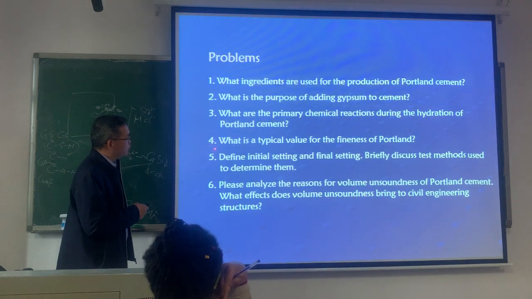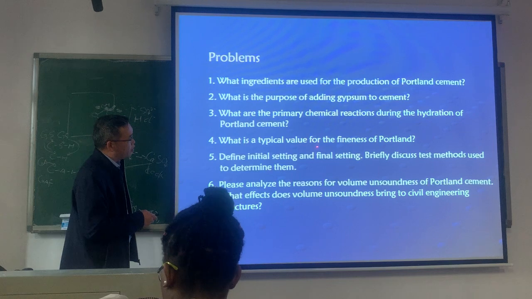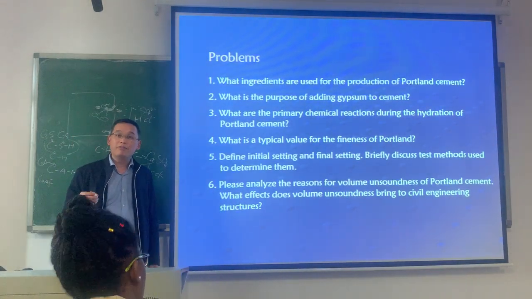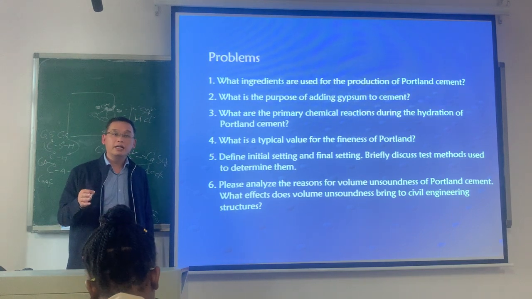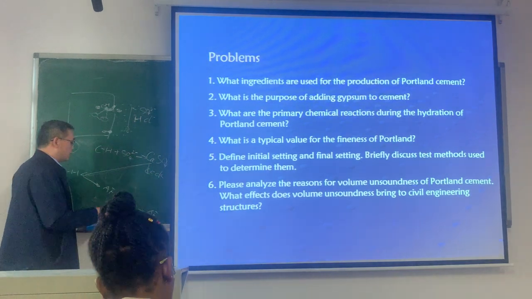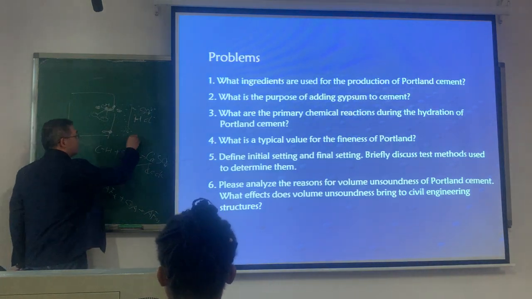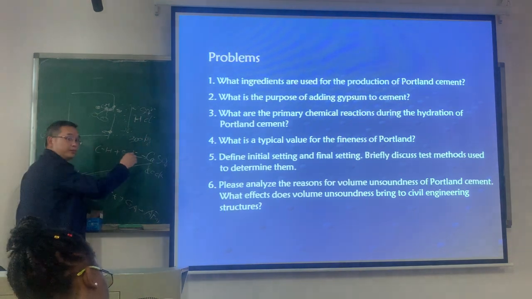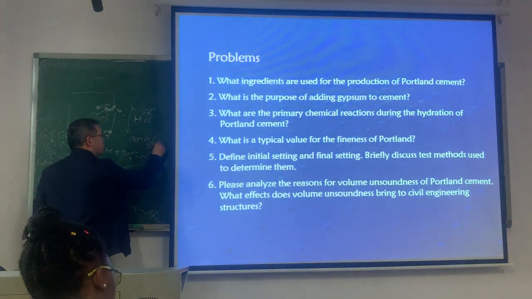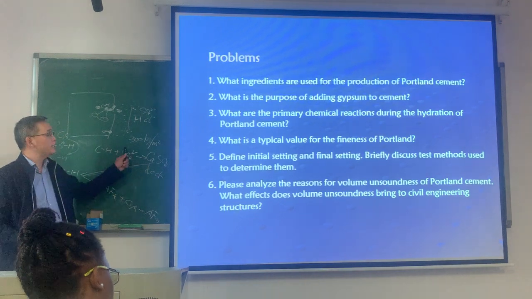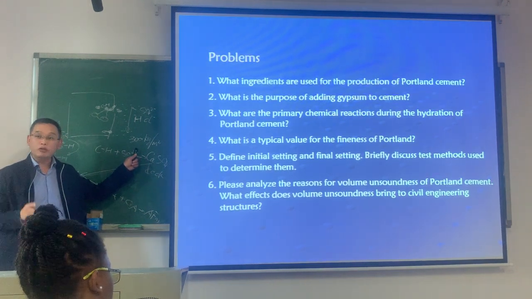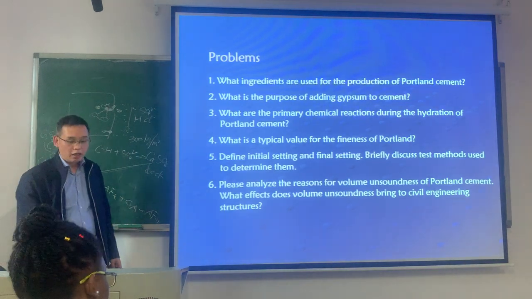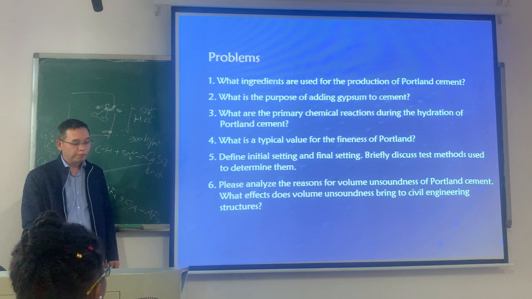And then the fourth one is what is the typical value for the fineness of the Portland cement? The typical value is about 300 kilograms per square meter. This is the fineness. This is the good fineness for the Portland cement.